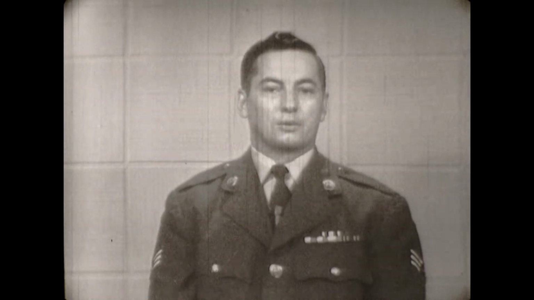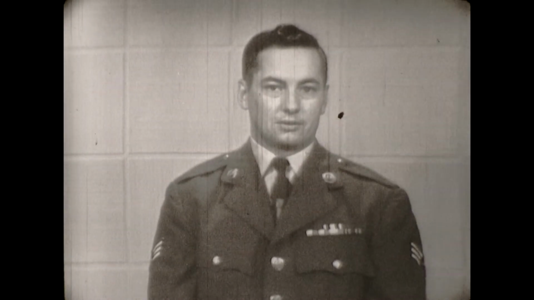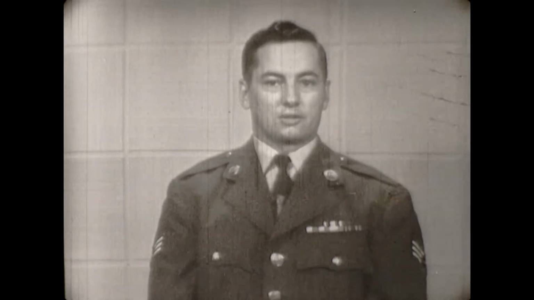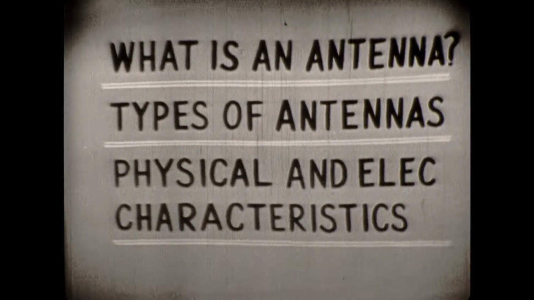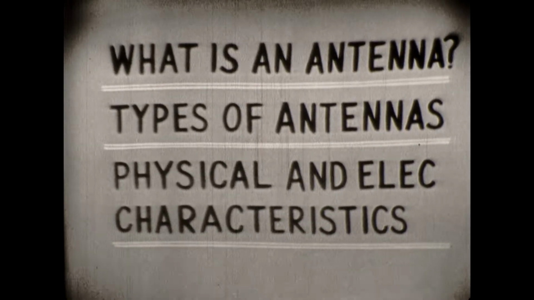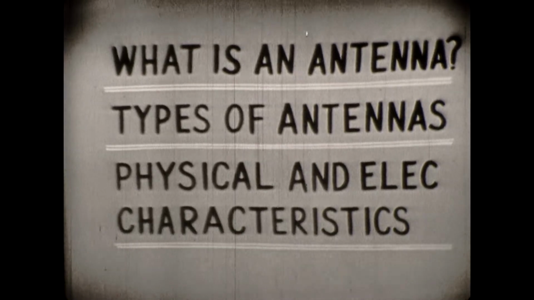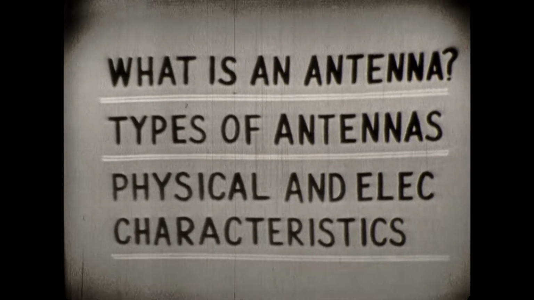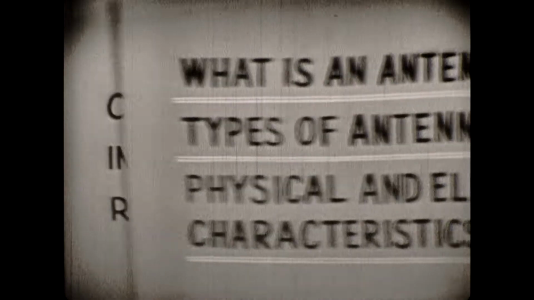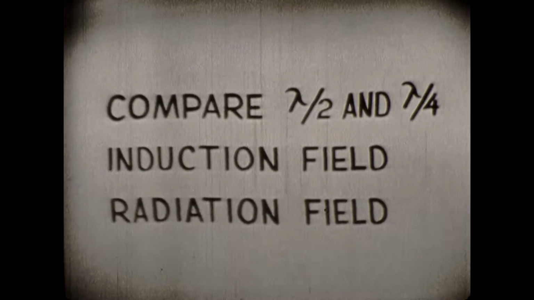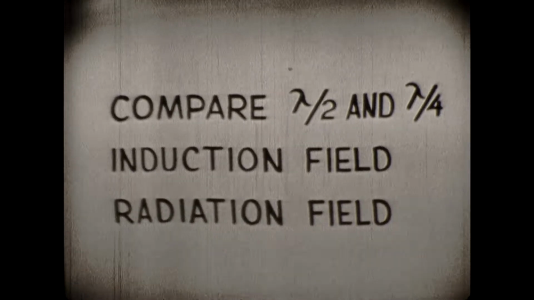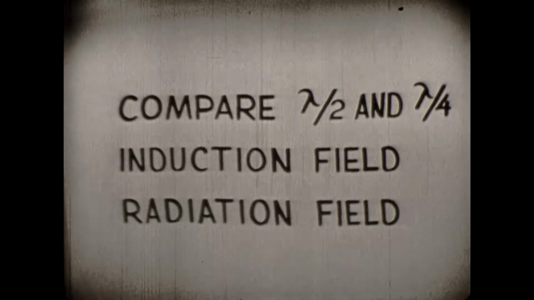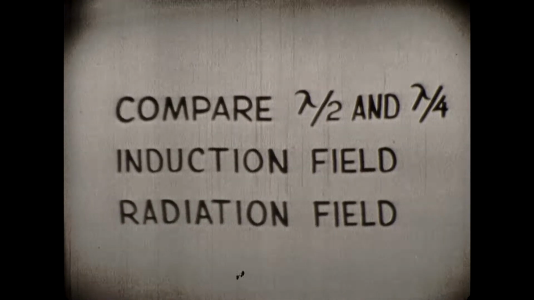I'd like to spend a while with you talking about antennas. Some of the points we'll be discussing in this lesson are what's an antenna, some different types of antennas, the physical and electrical characteristics of antennas. We will compare the half-wave and quarter-wave antenna and learn the difference between the induction and the radiation field.